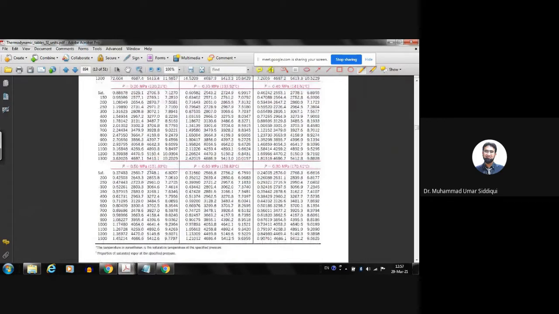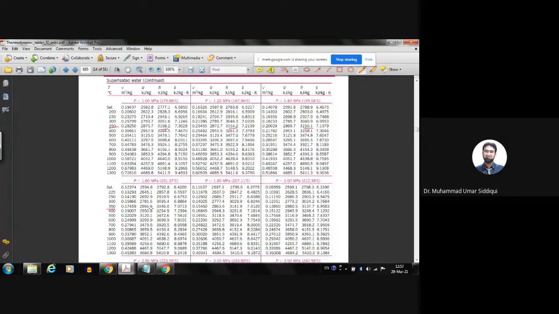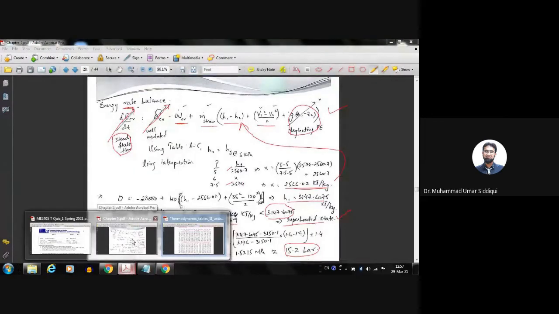Okay, so you see here 350 degrees, 3168. Here we have 350 degrees, 3166, 350 degrees, 3162, 350 degrees, 3158, 350 degrees, 3154, 350 degrees, 3150, 350 degrees, 3146, and ours was what? 3147. Am I right? 3147.